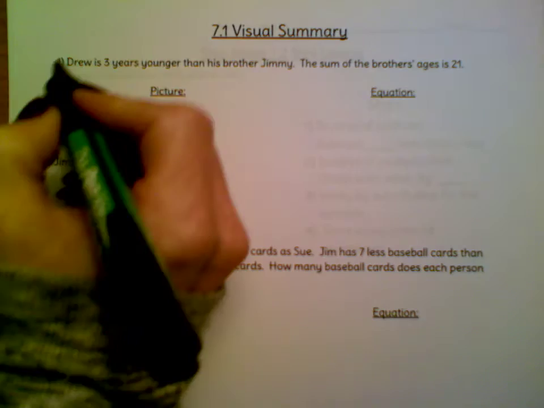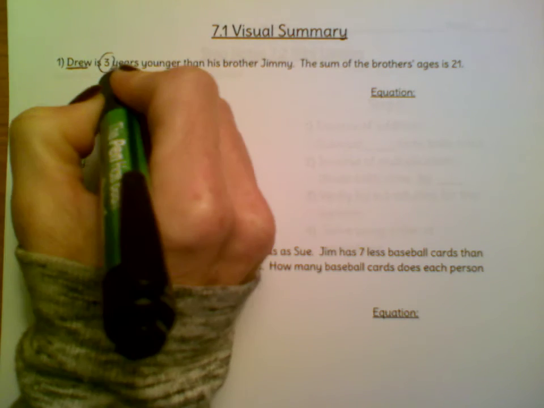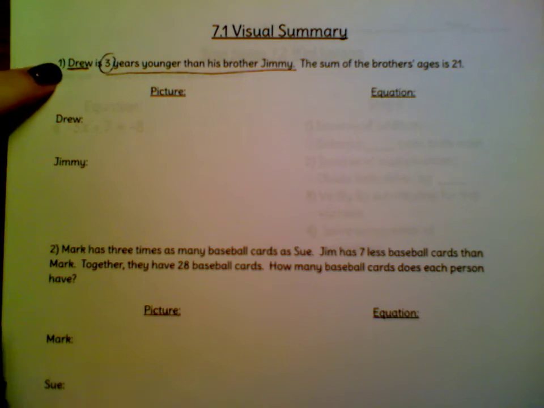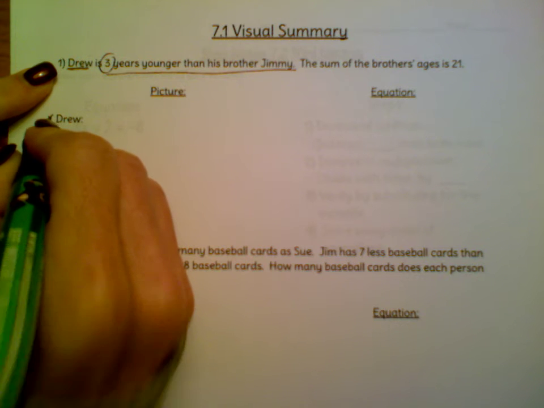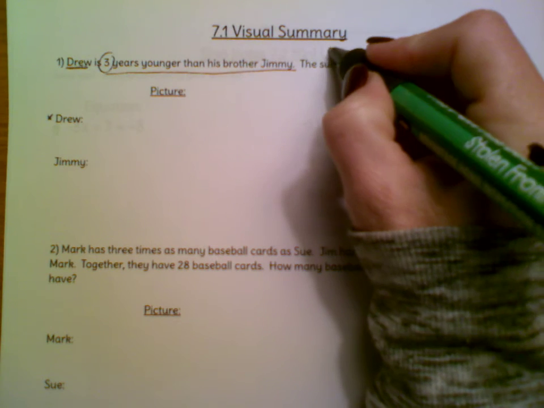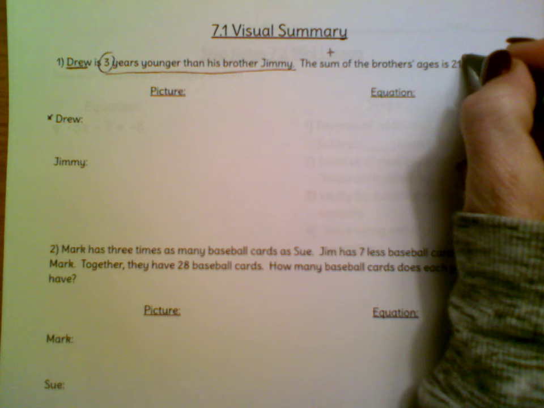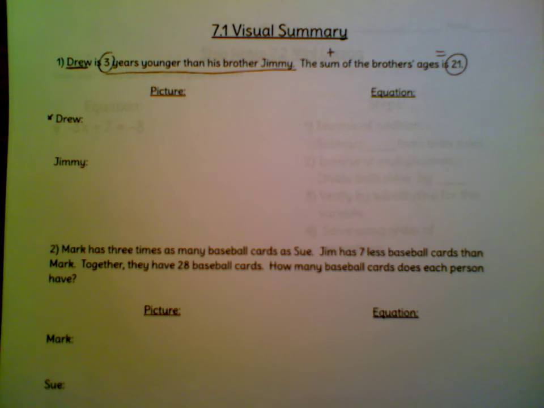So they tell me that Drew is 3 years younger than his brother Jimmy. As soon as they give me some information about somebody, I'm going to make a little mark next to that person's name. The sum, so I know that means addition, of the brothers' ages is 21. So I know the ages together equal 21, and I want to figure out how old each of the boys are.